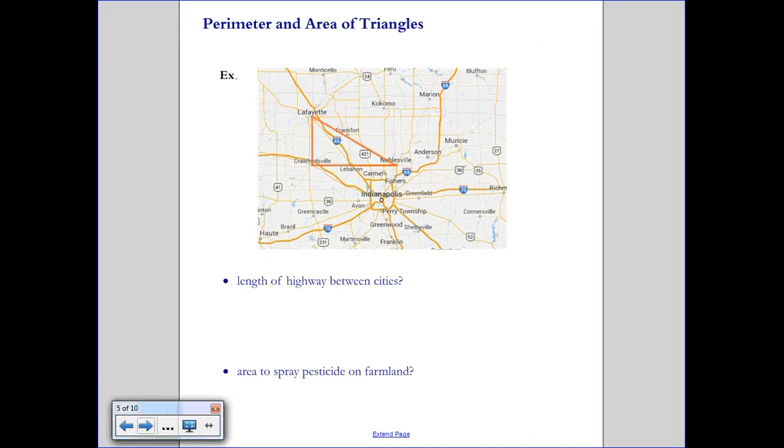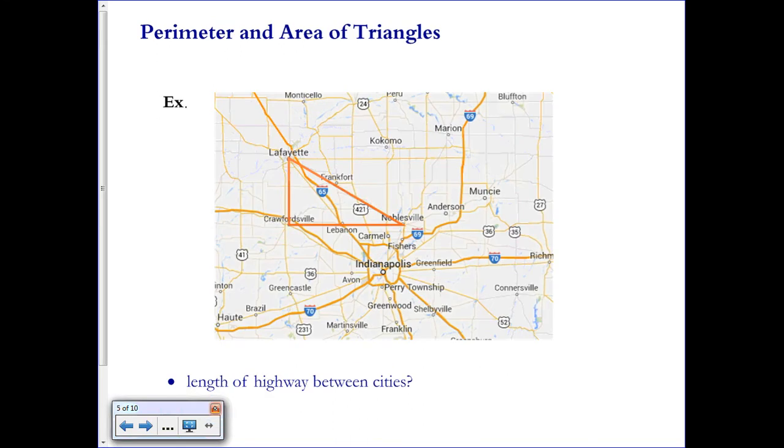Now let's jump to a triangle. This page is a little harder to see. See if I can zoom in on it a bit. Okay. We have perimeter and area of triangles. This is a map of Indiana. And I found 3 cities in Indiana, or towns, that appear to be on an almost perfect right triangle.